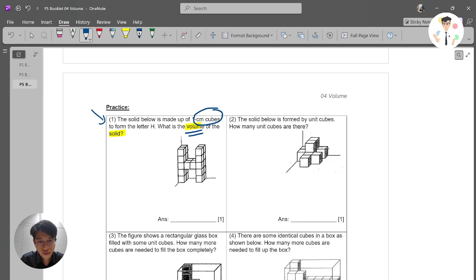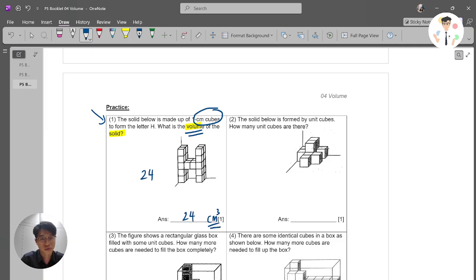Now, after you have counted, for example, I've counted this, I can just count 1, 2, 3, 4, 5, 6. For example, I counted 24. Then the answer will be what? 24? No, it will be 24 cm cube. I should give you this cm cube actually.